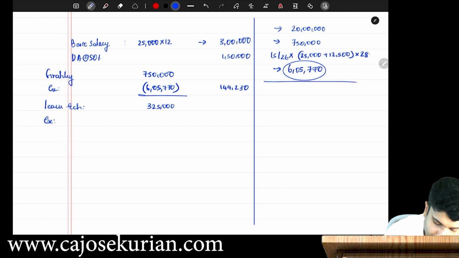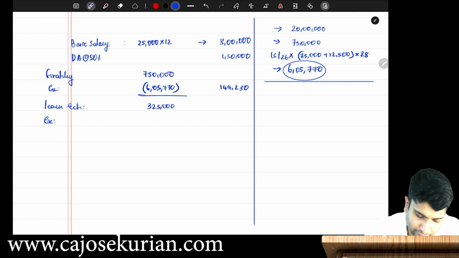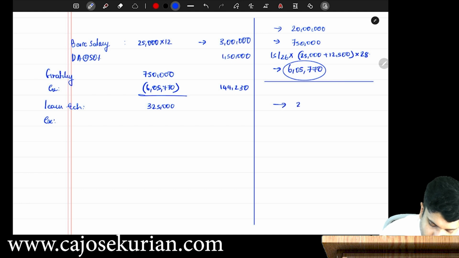For that we will write a separate working note, okay? How much is the exemption, friends? What is the first limit? 25 lakh is the first limit. And what is number 2? Actual leave encashment received, that is 3,25,000.